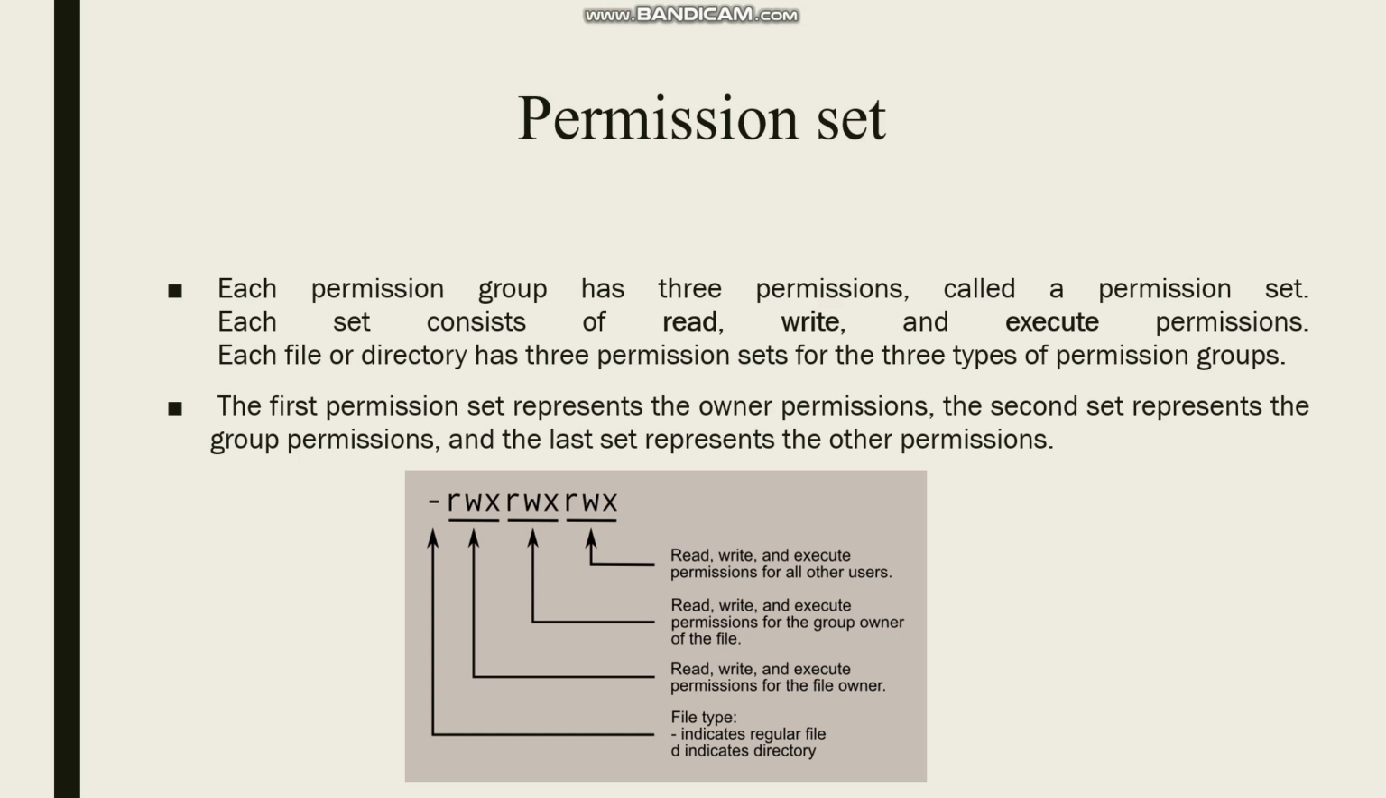So each set consists of read, write, and execute, that we write as R, W, and X. So each file or directory has three permission sets for three types of permission groups. I'll quickly explain this, and then let's go back to the practical.